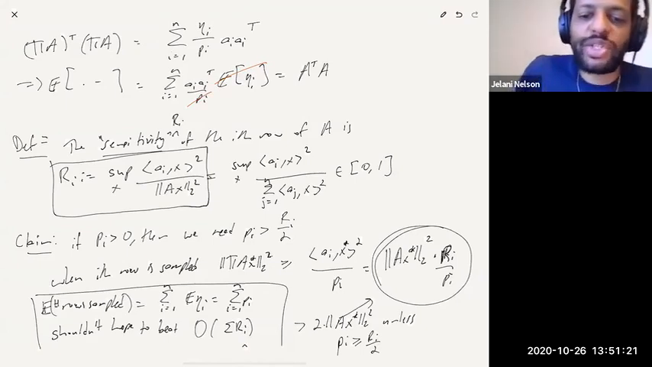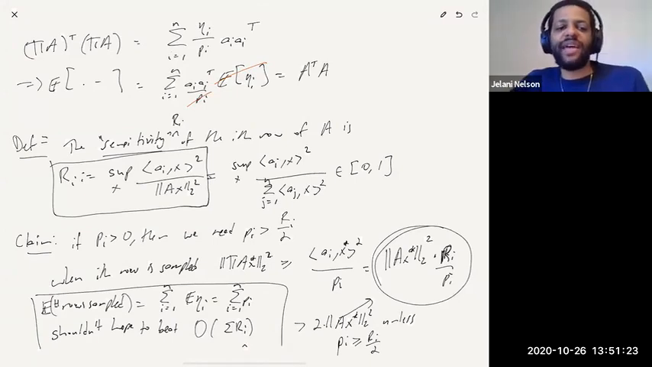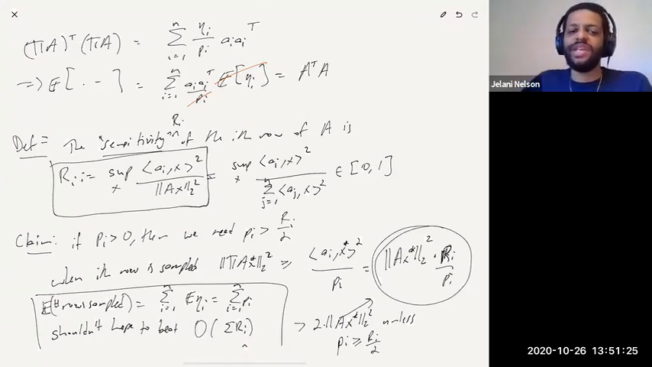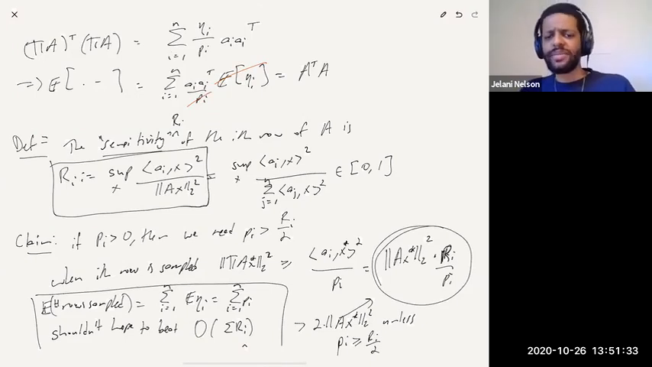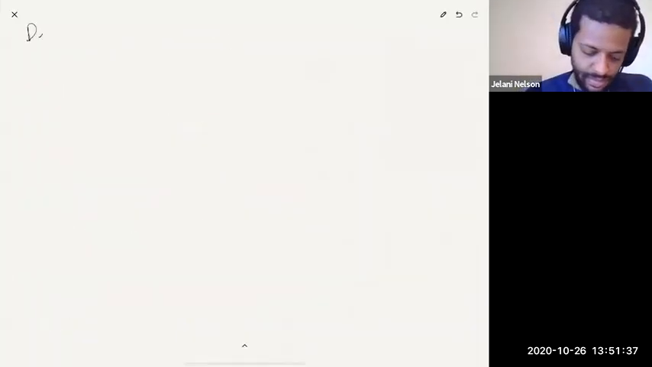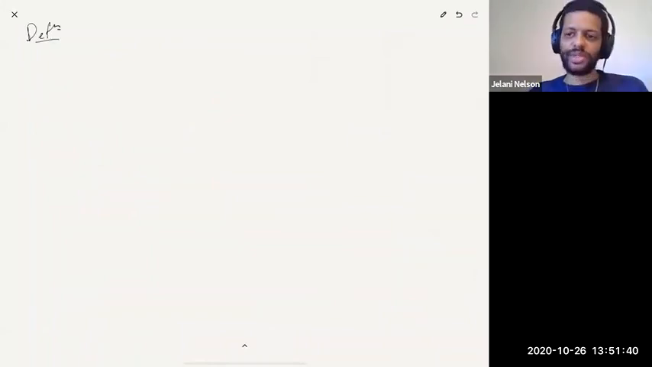Okay. So now the question is, I gave this weird definition of sensitivity. What is the sum of the ri's? It's the sum over i of the supremum of something or other. It seems kind of complicated. So let's try and give a different definition, which is the following.